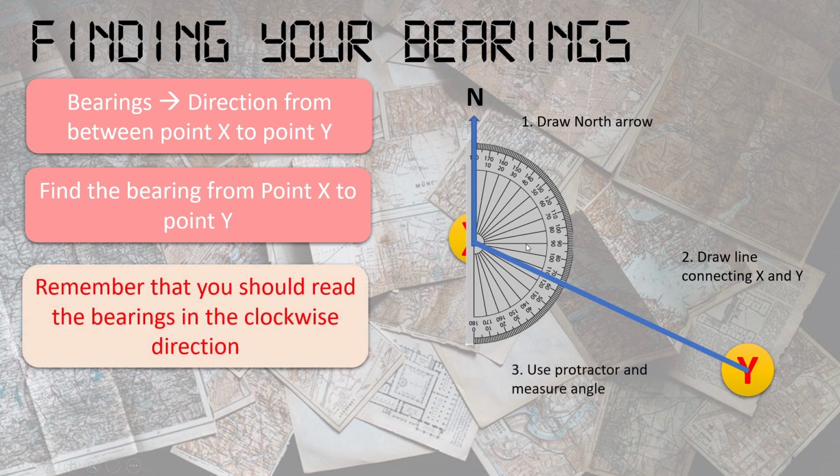So a common mistake that students often make is this. So let's say that the point is somewhere beside here, for example. They would actually just read it anti-clockwise because they think it's easier. However, you always have to read it in a clockwise direction. So remember, clockwise direction is the same direction that your clock moves. So it is this direction.